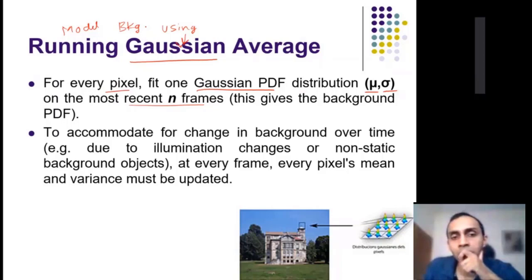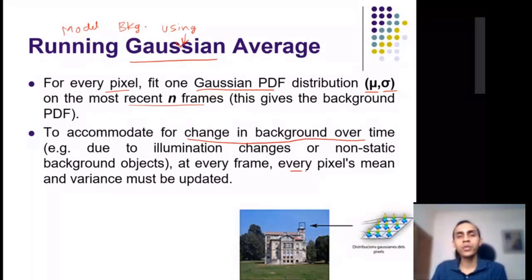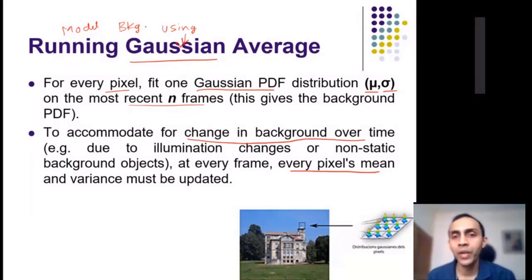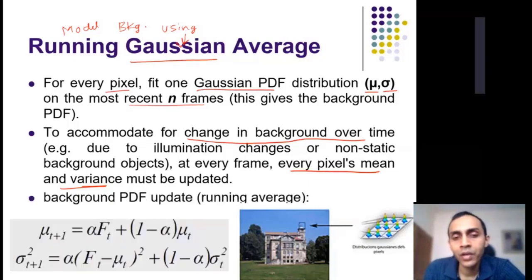Now, to update our background over time, we just need to update the mean and the variance. As we said, the background needs to be constantly updated. So we will just keep on updating the mean and variance of our Gaussian distribution. And the way it can be done very easily, to avoid any computation or storage requirement, is that we update our PDF by using a running average method.